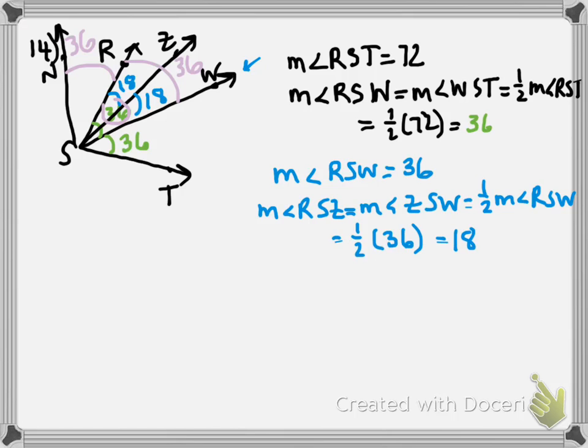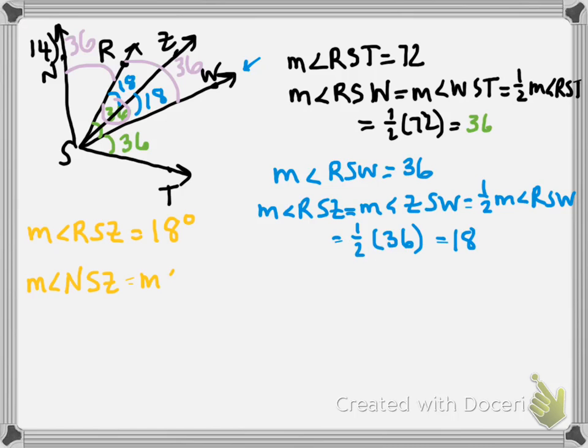We were asked for the measure of angle RSZ. RSZ is the blue angle, 18 degrees. And then we're asked for the measure of angle NSZ. NSZ is the purple 36.